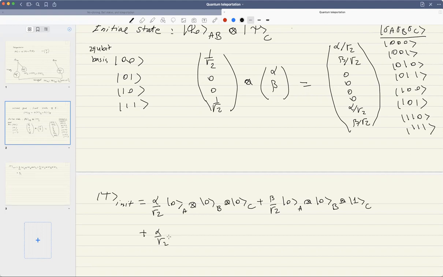It's this one, it's 1A, 1B, 0C. Finally, beta over square root 2 times 1A, 1B, 1C.